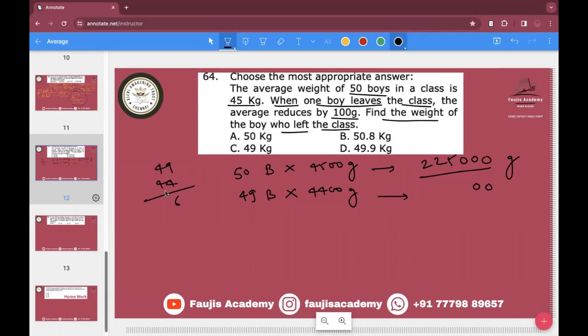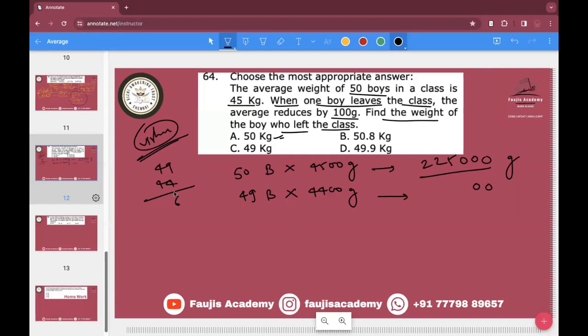So the answer is 50 kg. Yeah, that's correct. Let's do it this way: 9 into 4, 36. Vishnu, I'll come back to that method as well. Let's try the traditional approach over here. And Tarun, this is also for you.